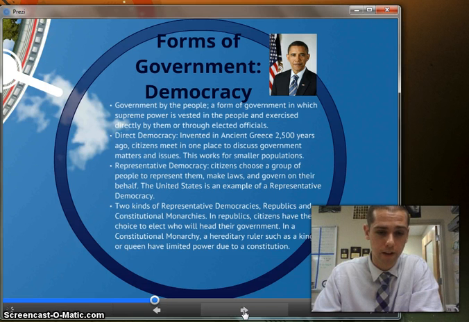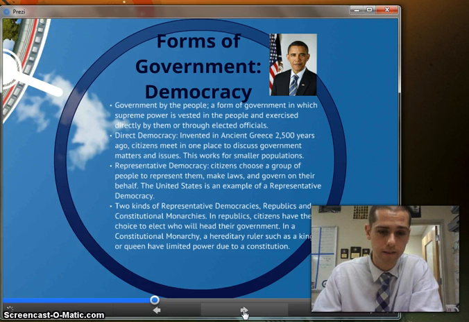This is an example of the kind of government the United States has. People who vote are not necessarily voting for every single issue. They're voting for people that will go to Congress or even the president, and those people will make decisions. The two kinds of representative democracies that we need to focus on are republics and constitutional monarchies.